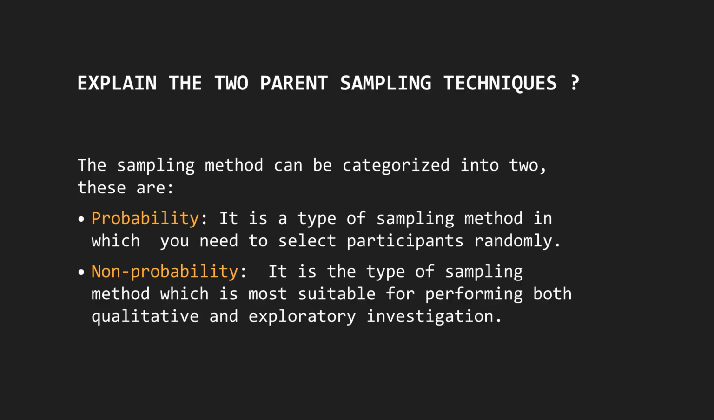The two main sampling techniques are probability and non-probability sampling. Probability sampling involves random participant selection, ensuring each has a chance of being chosen. Non-probability sampling is ideal for qualitative and exploratory investigations, as it does not rely on random selection.